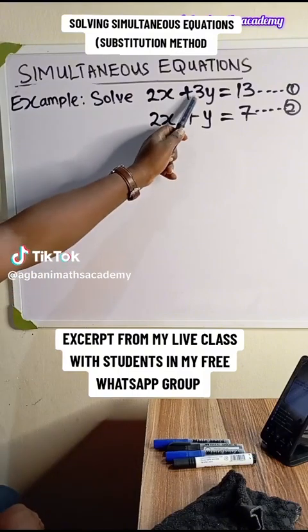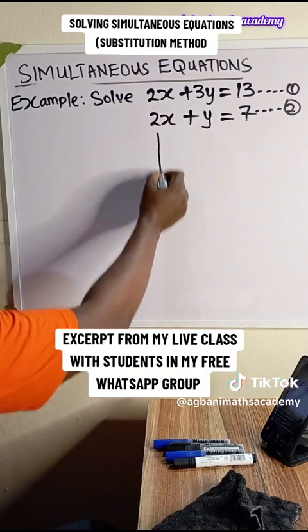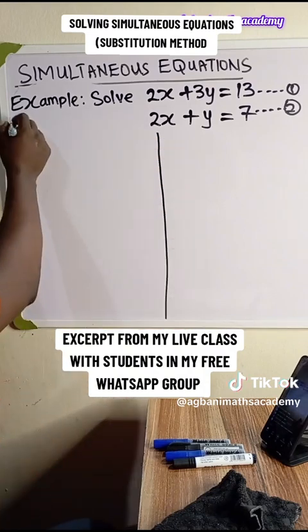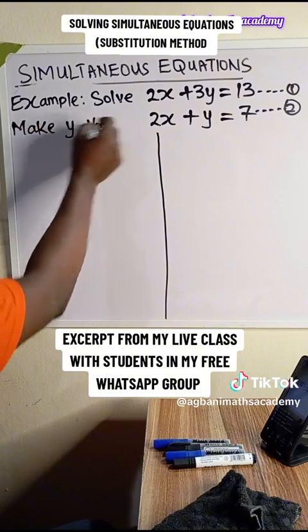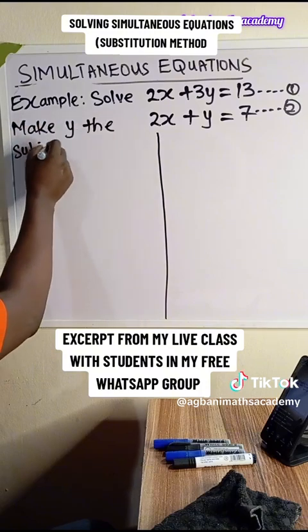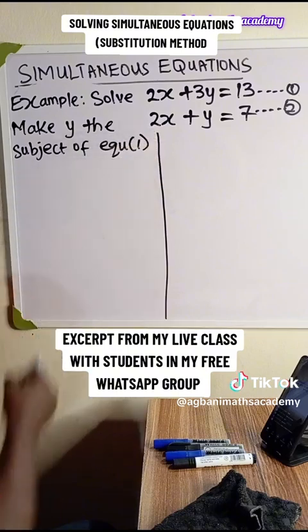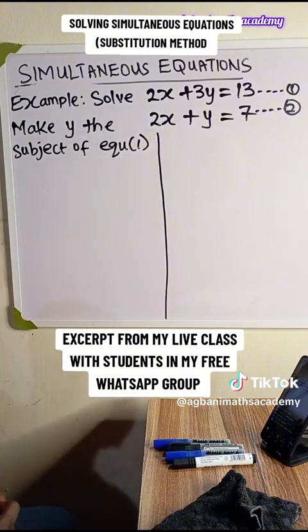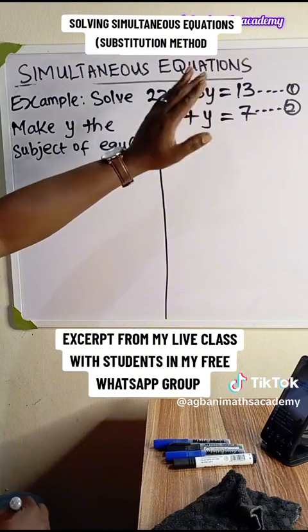So we should make y the subject of equation 1. Good. Okay. So let's make y the subject of equation 1. So equation 1 is 2x plus 3y is equal to 13.